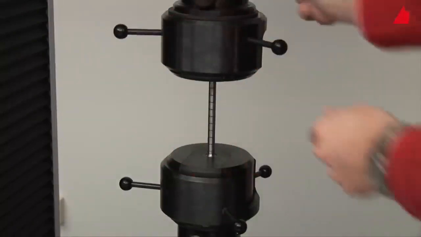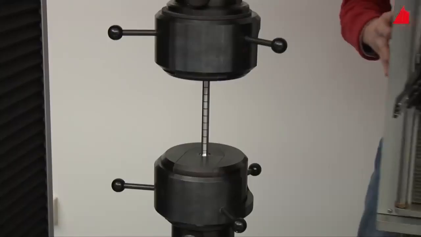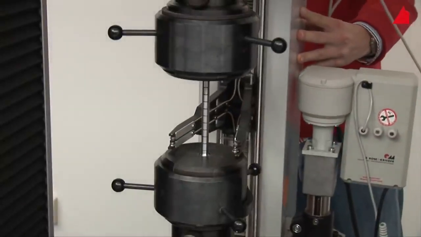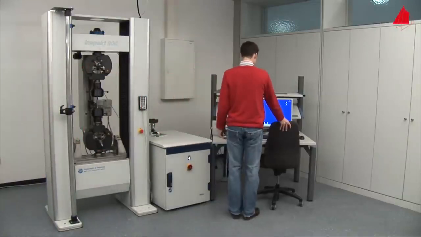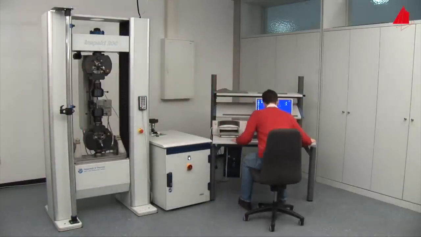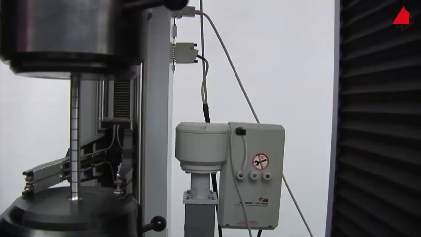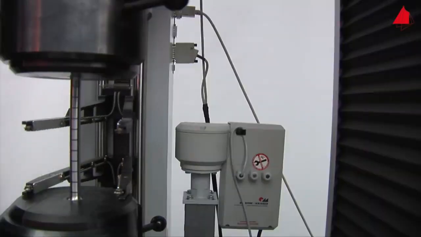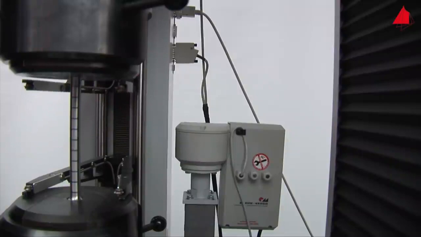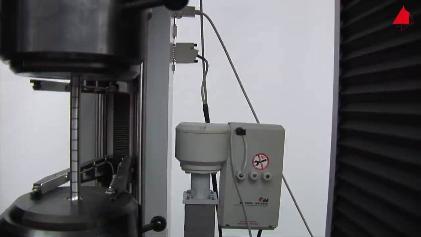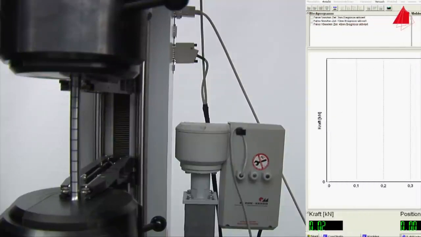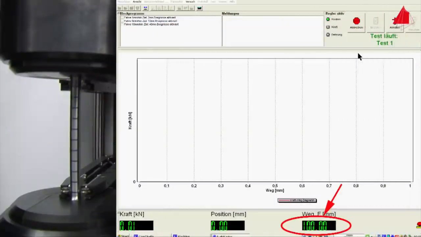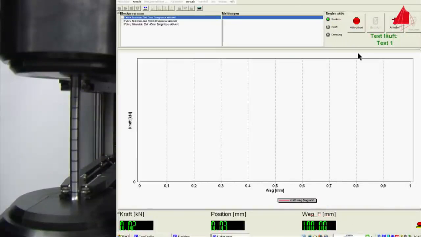In the next step, he swings the extensometer into its working position and checks that everything is correctly prepared. Then he selects all necessary testing parameters on the control computer. Ready. The test starts and the extensometer's sensor arms are carefully pressed onto the test piece. This way, the gauge length can be measured throughout the whole tensile test. The gauge length is displayed at the bottom right-hand corner of the screen. At the beginning, it amounts to 100 mm.